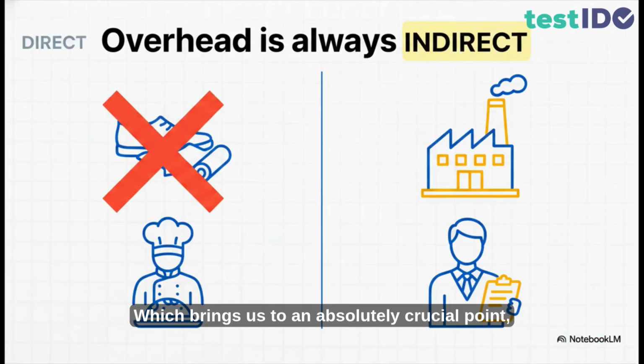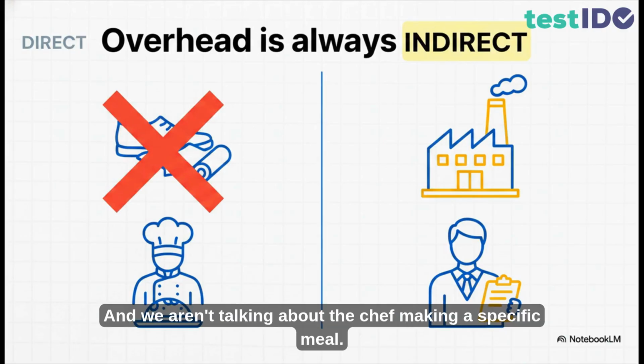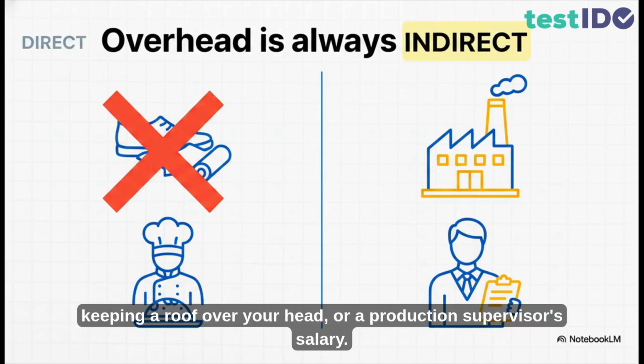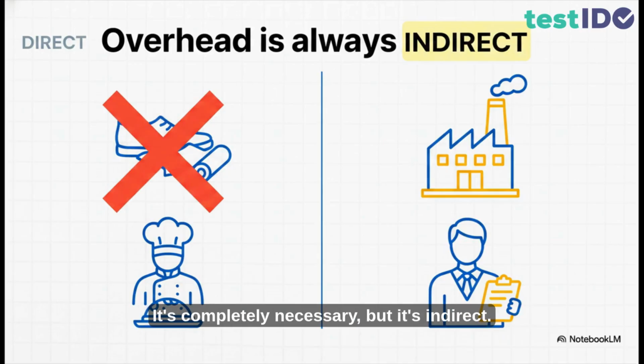Which brings us to an absolutely crucial point, the golden rule. Overhead is always indirect. So we aren't talking about the raw leather used to make a shoe, right? And we aren't talking about the chef making a specific meal. We're talking about things like the factory rent, keeping a roof over your head, or a production supervisor's salary. It's completely necessary, but it's indirect.